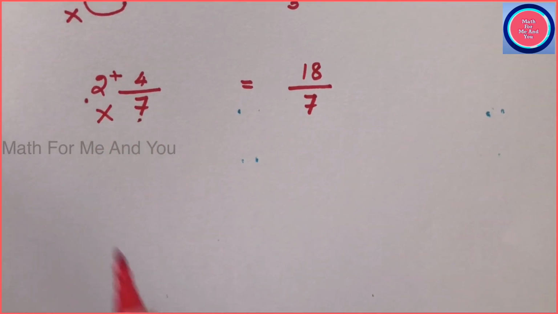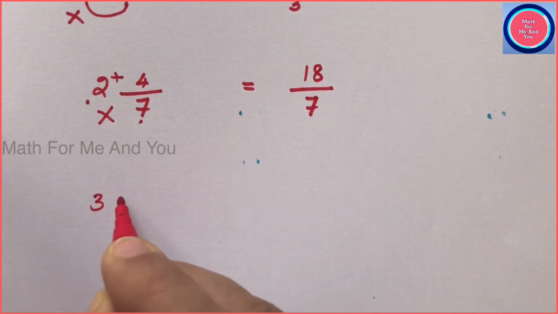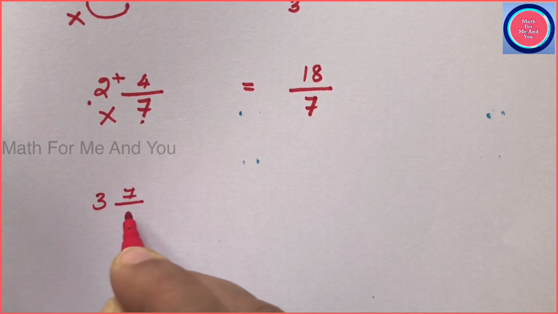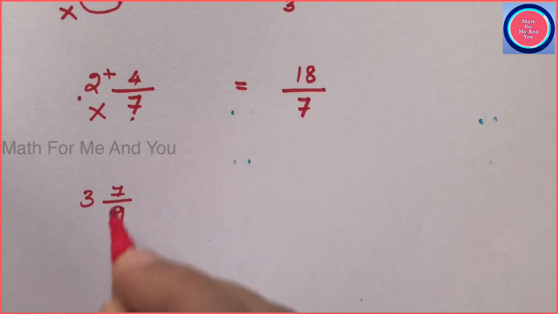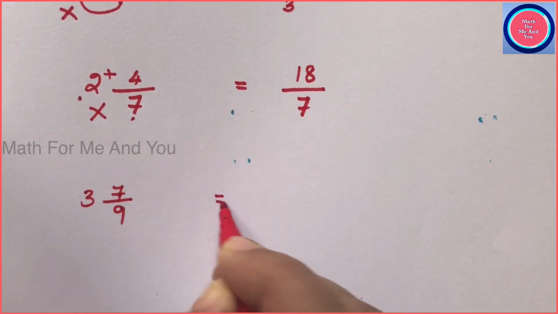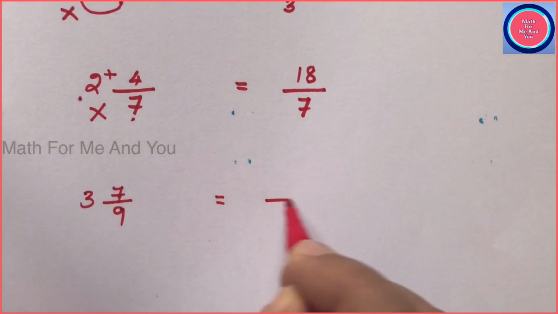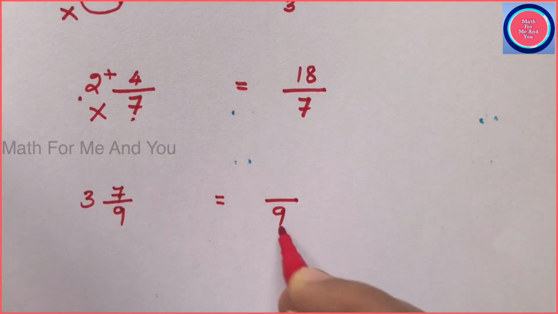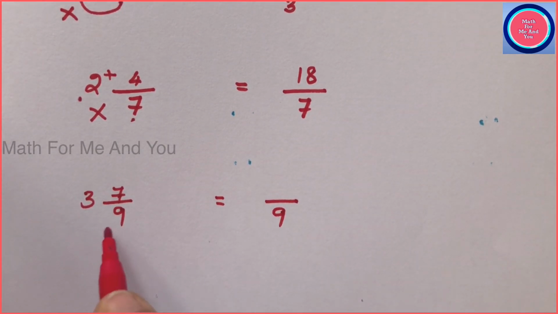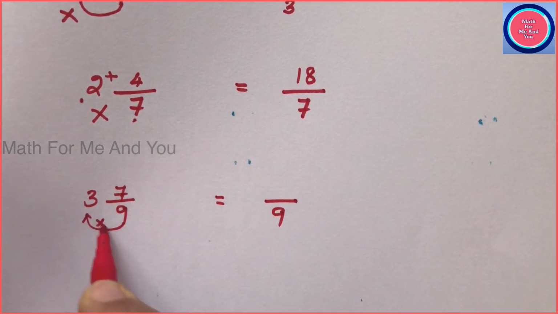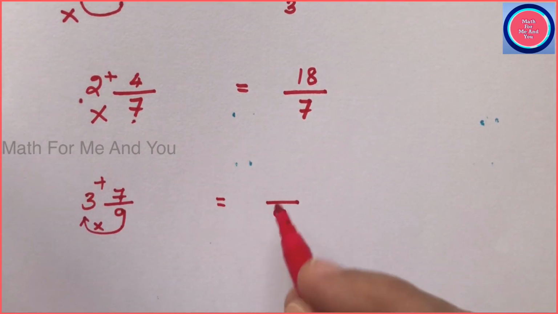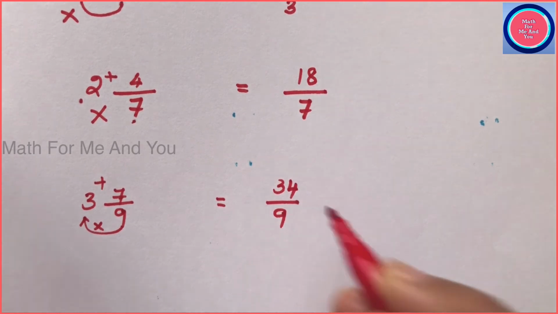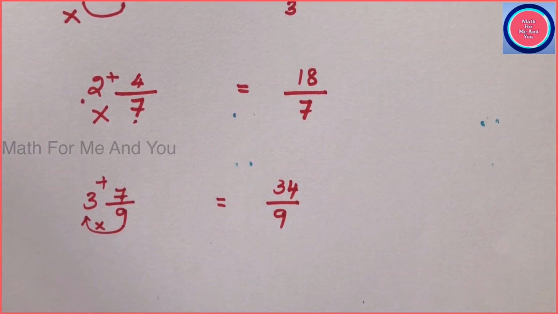Next mixed fraction is 3 and 7 over 9. Where to start? We will start with the denominator. Write the denominator the same. And what is that? It is 9. Okay, we write that first. What next? 9 multiplied by 3. 9 times 3, 27. And then the answer plus 7. 27 plus 7 is 34. 9 times 3 plus 7.